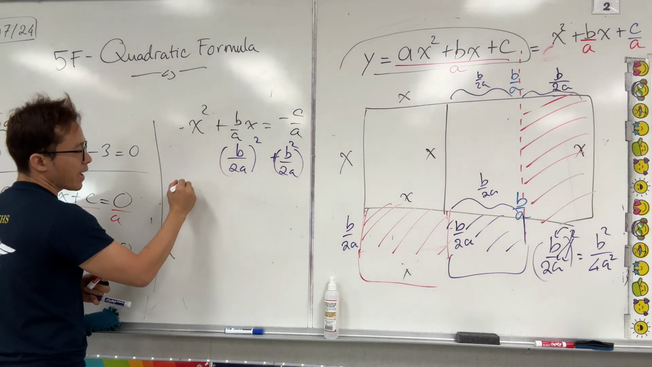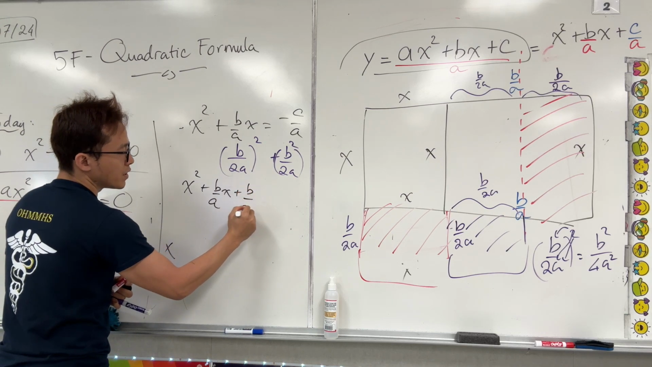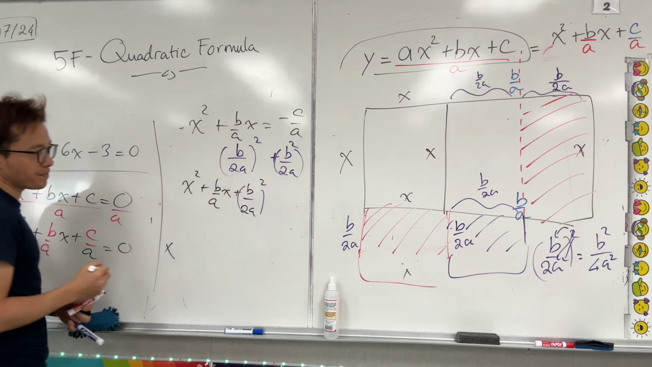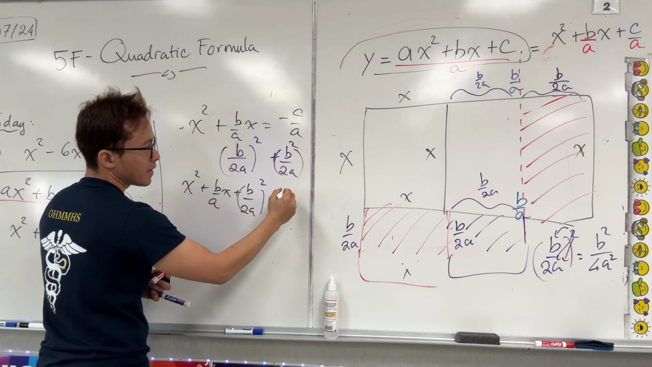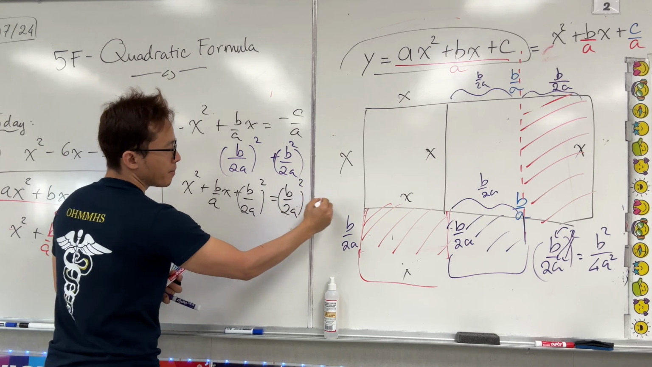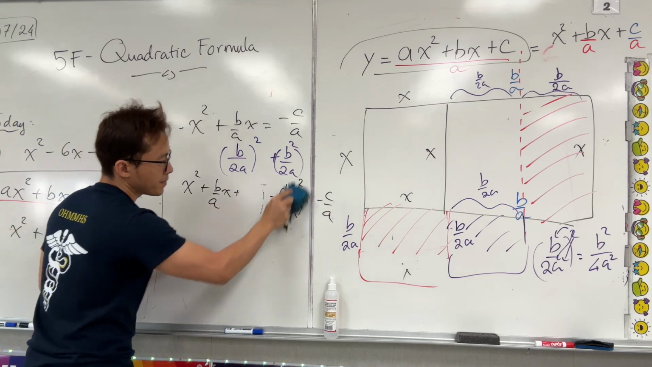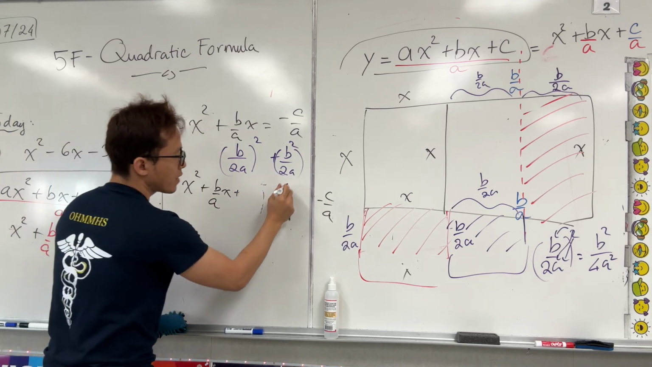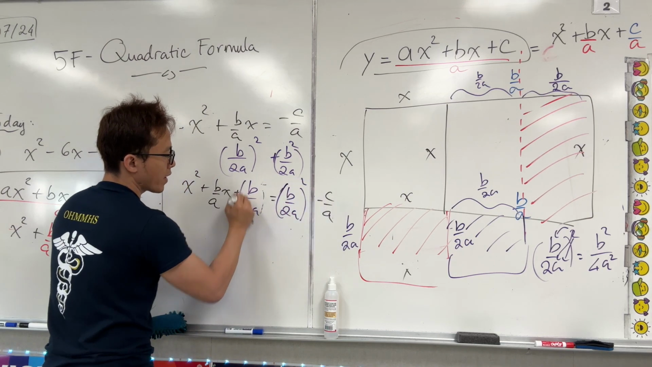Okay, so now we have x squared plus b over a x plus b over 2a squared equal to what? b over 2a squared minus c over a, right? Let me stay consistent with the color so you know what's going on. b over 2a squared, b over 2a squared.